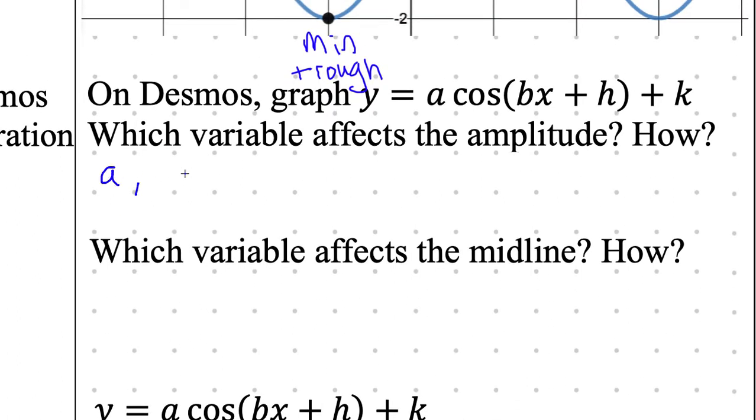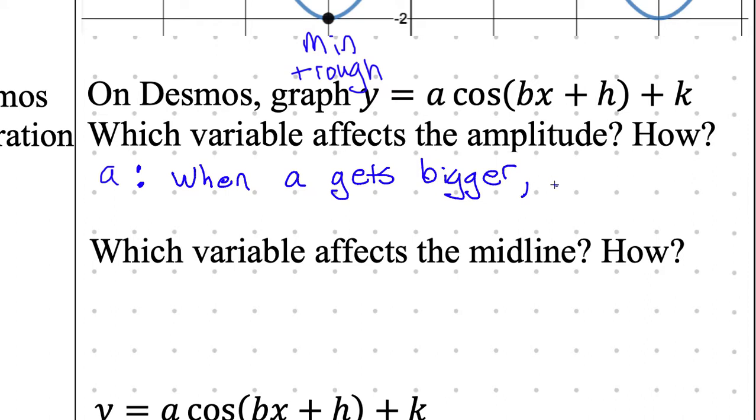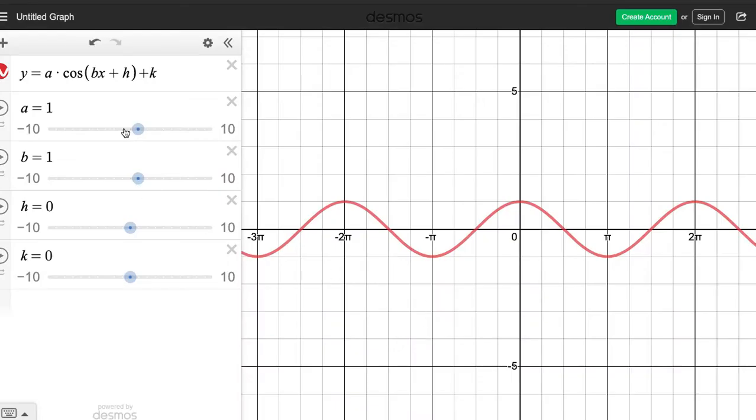A. Why? Because blah. Or a, and then you say when a gets bigger, something happens. So I want you to write down your own description, and then you're going to check with a person to the left and right of you. When a gets bigger or when a gets smaller, what happens on the graph?